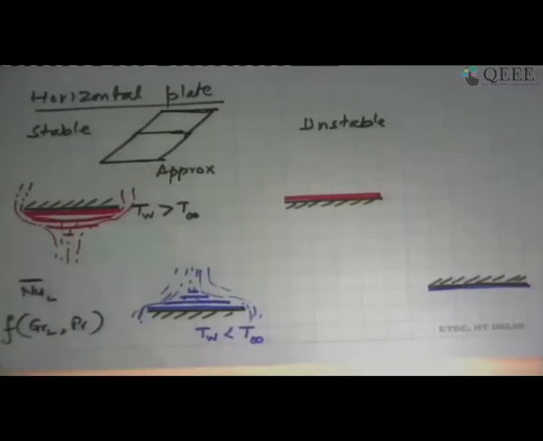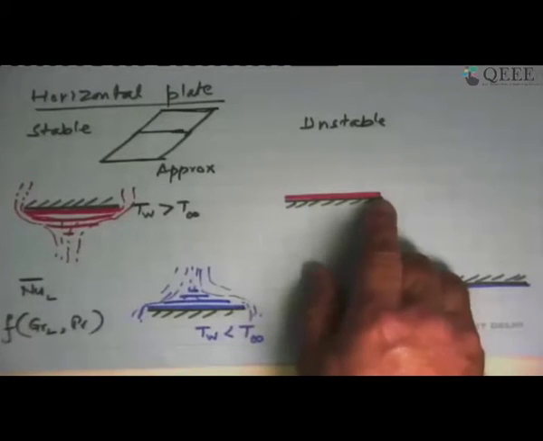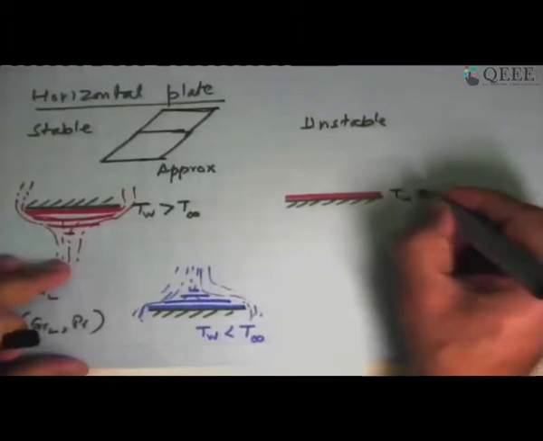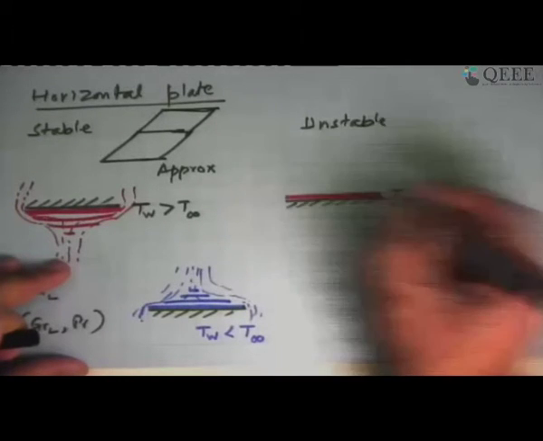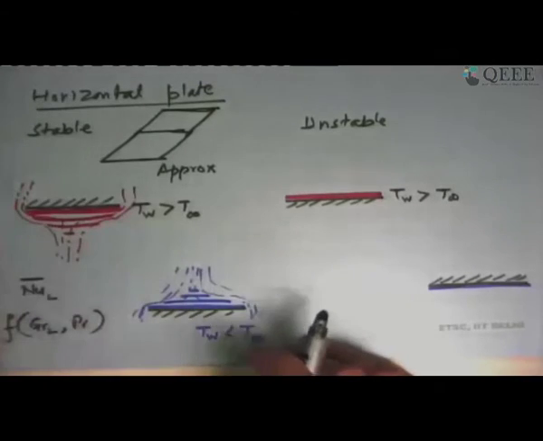So that was the stable part of the problem. Now let's see what is the unstable part. So here the plate, the heated surface, is facing upwards. Okay, so here there is TW greater than T infinity and it is facing up. This is the situation you see in many cases.